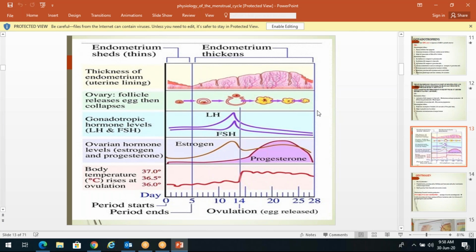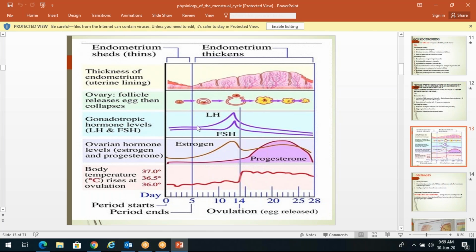And this is the ovarian cycle. Before ovulation, this is a mature Graafian follicle. Then here the ovulation occurs. After ovulation, it becomes the corpus luteum, and then the corpus albicans. This is the corpus albicans.